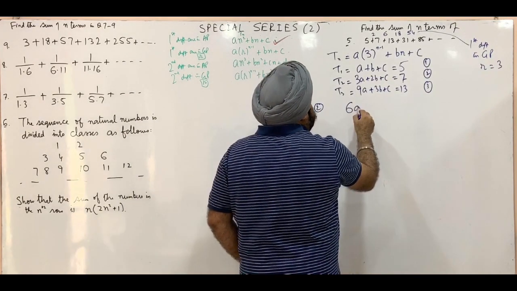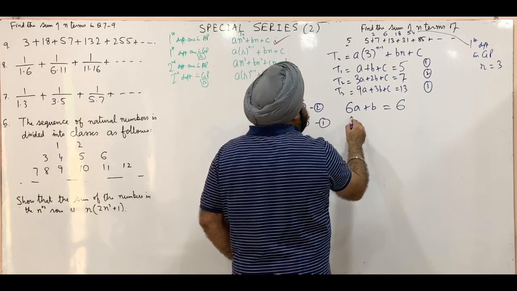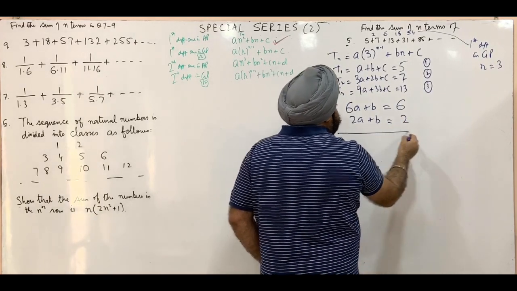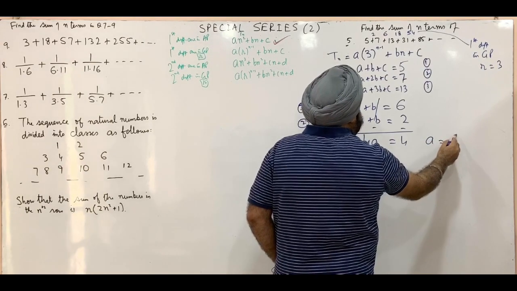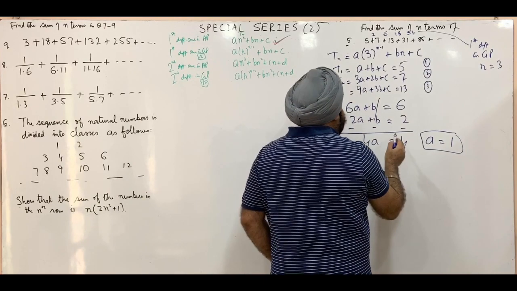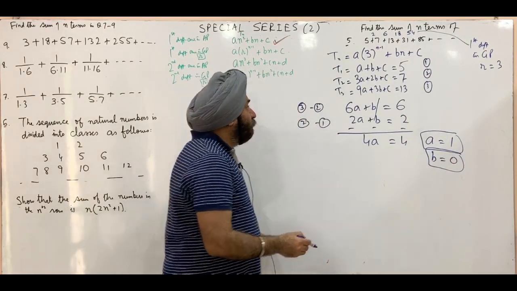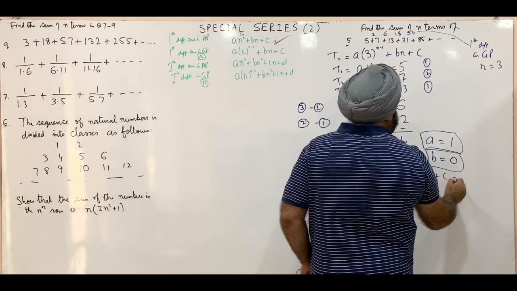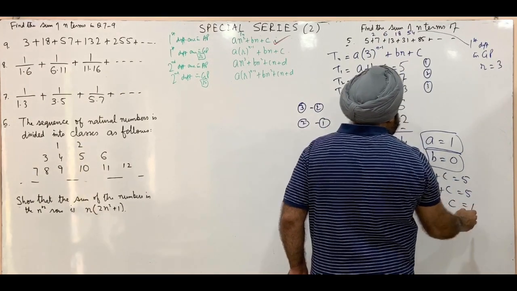it's 6A plus B is equal to 6. Second minus first, this gives us 2A plus B, C will cancel out, this is 2. Then subtracting, this is 4A is equal to 4 or A is equal to 1. Substituting value of A equal to 1 here, B is 0. And substituting values of A and B in this equation, we have A plus B plus C equal to 5. That's 1 plus 0 plus C is 5 or C is 4.